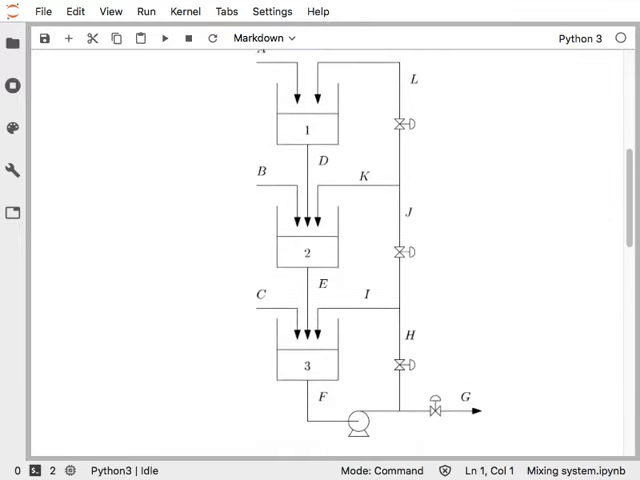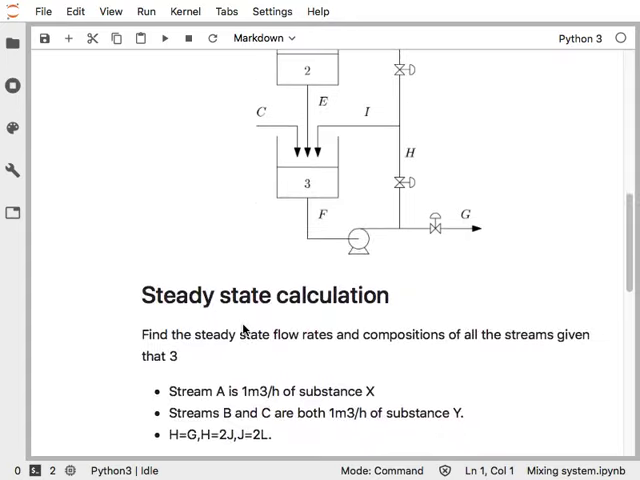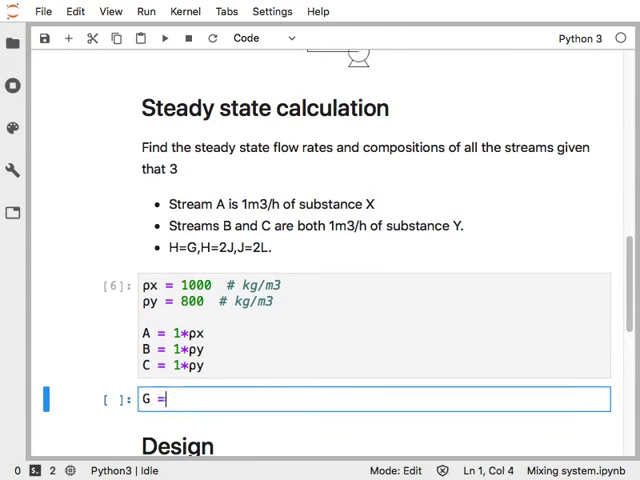So if we look at the diagram, we can see that there are 3 streams coming in, A, B, and C. And at steady state, if we do a complete balance over the entire plant, we can easily see that G has to be equal to A plus B plus C. Okay, so we can just write that down. So that's G is equal to A plus B plus C.